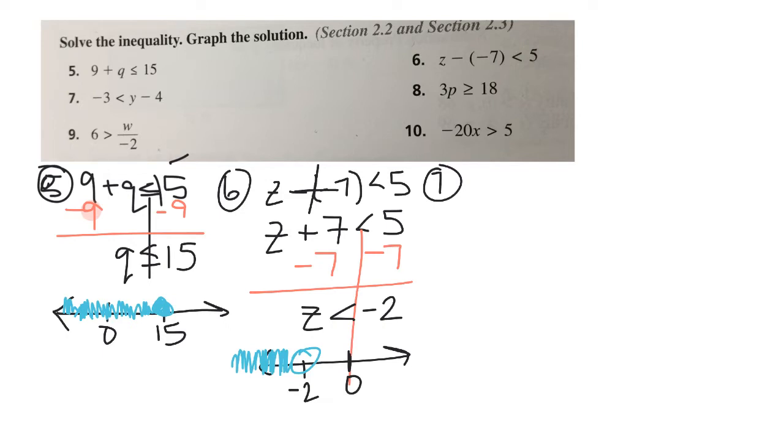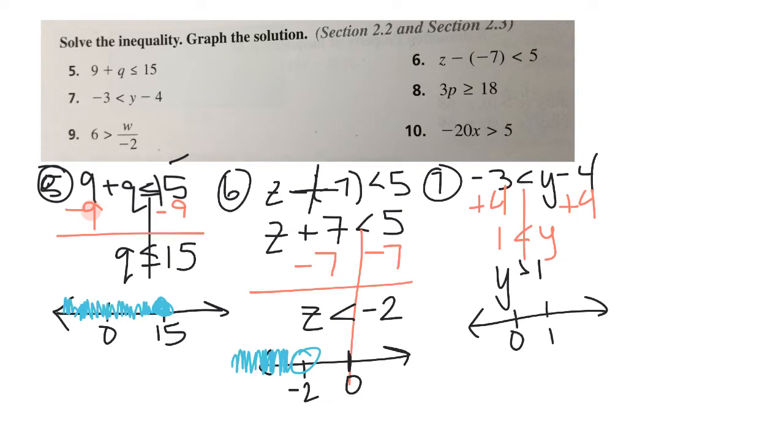Number 7, negative 3 is less than y minus 4. We're going to add 4 and do that addition. So we get 1 is less than y. Like I said, I like my variable first, so I write y is greater than 1. Then I put on my number line. Greater than is an open circle on the 1. And numbers that are bigger are 2, 3, 4, and those are the numbers to the right. So that's why my number line is shaded.